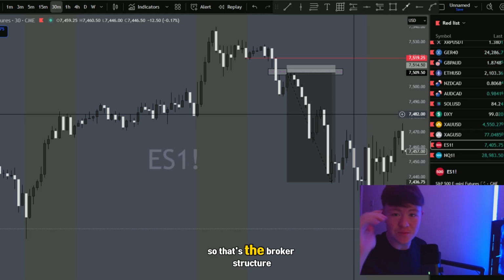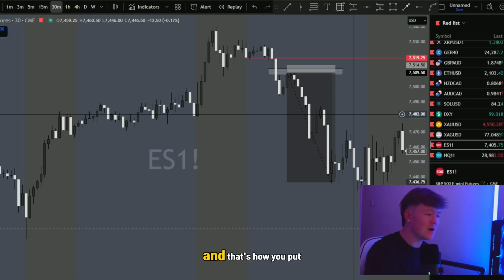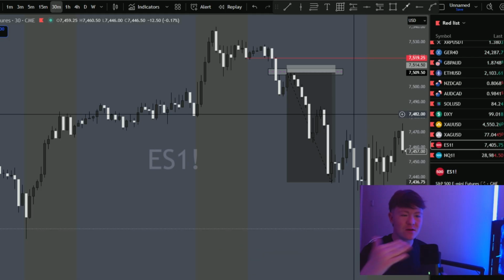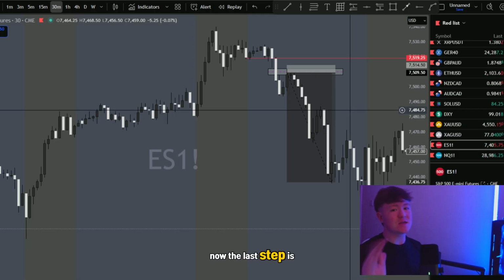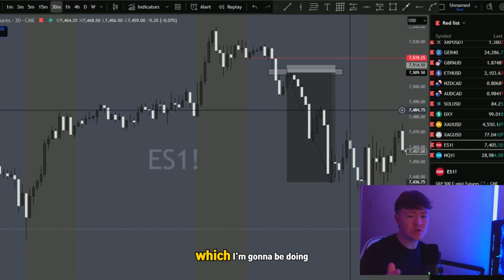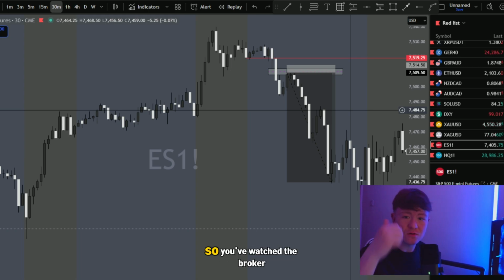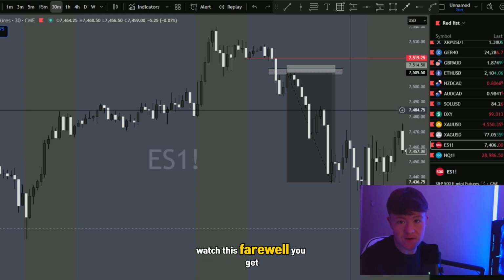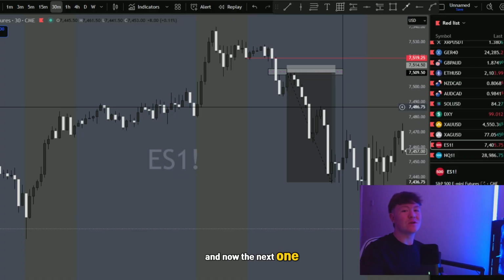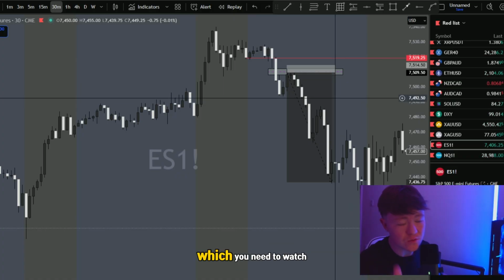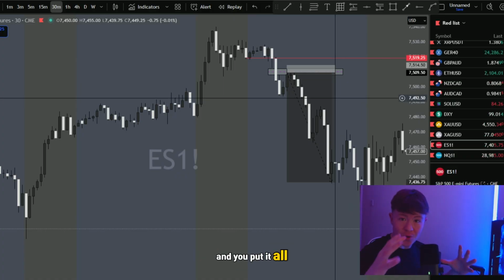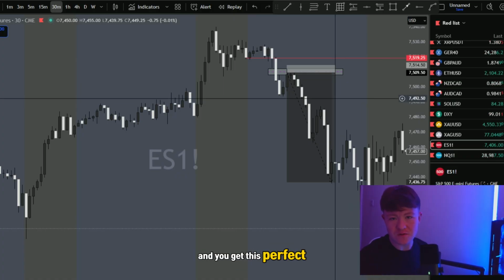So that's the break of structure with the fair value gap, and that's how you put it together in a trade and make money with it. Now the last step is the liquidity sweep, which I'm going to be doing in the next video. So you've watched the break of structure one, you've watched this fair value gap one, and now the next one is going to be the liquidity sweep, which is the main one which you need to watch, and you put it all together and you get this perfect strategy.